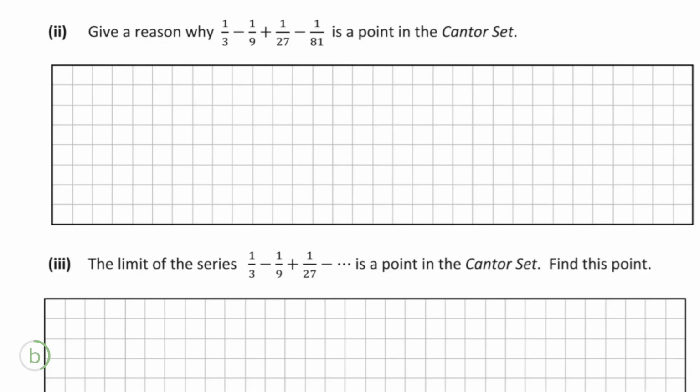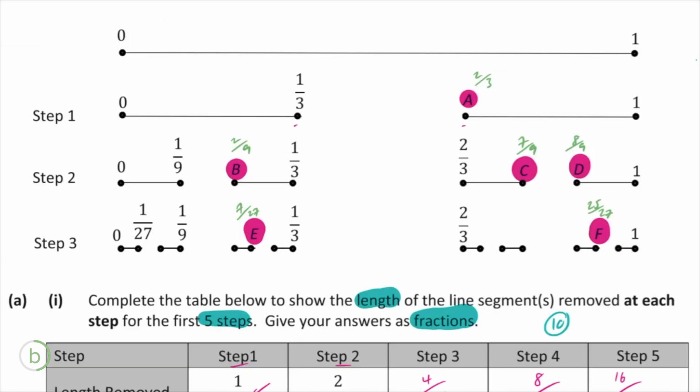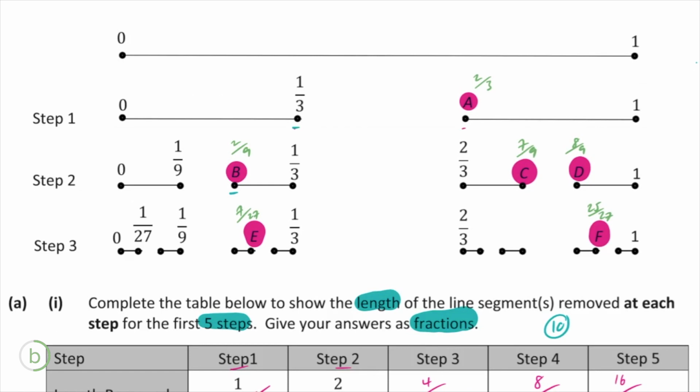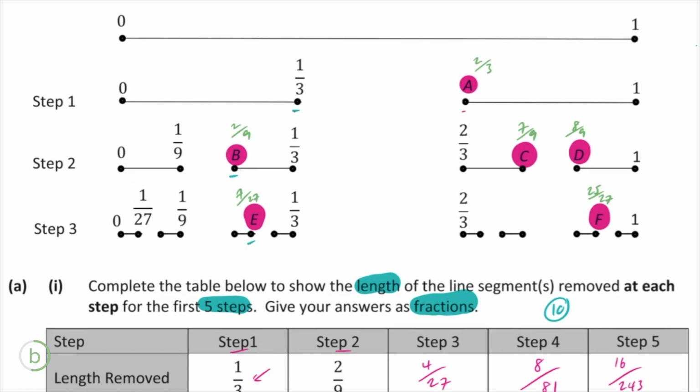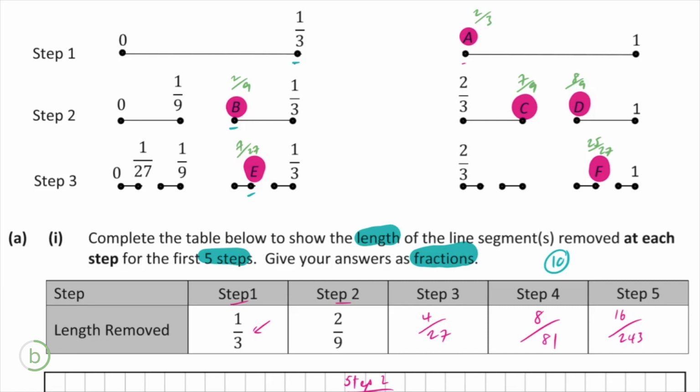So B part 2 asks us to give a reason why 1/3 minus 1/9 plus 1/27 minus 1/81 is a point in the Cantor set. So if we once again use our diagram to help, and we start at 1/3 here and take away 1/9, we arrive at B. If we then add 1/27, we arrive at E. And the next natural step to find another point in the Cantor set would of course be to take E and take away 1/81, as this is how we would split this length in here by 3 in order to remove the middle third.